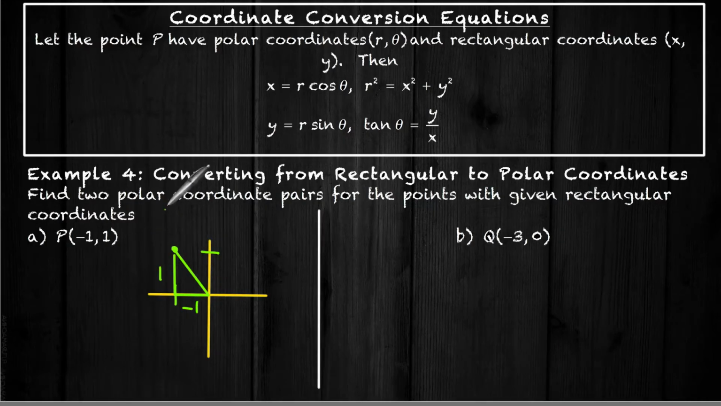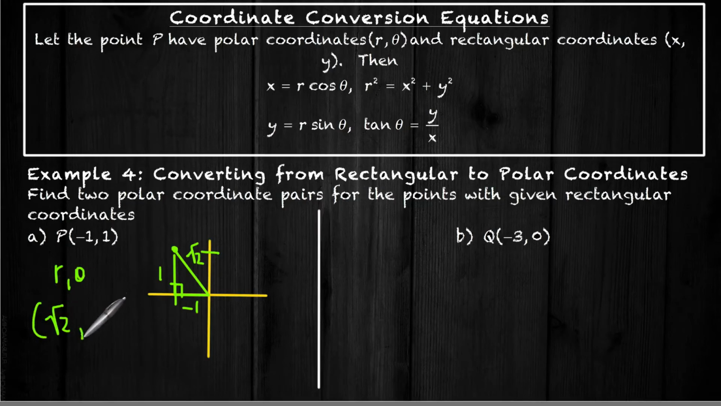And remember that polar coordinates are r, theta. R is the hypotenuse, it's the magnitude, it is the distance away from the origin. So we need to find the hypotenuse. Well, we're going to do that by Pythagorean theorem. So that's going to be negative 1 squared plus 1 squared. That's going to be root 2. And so our r is root 2.